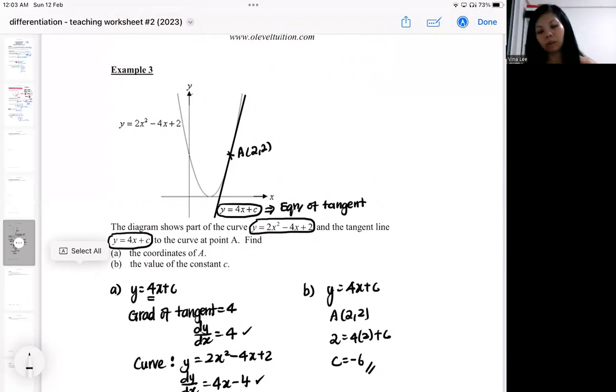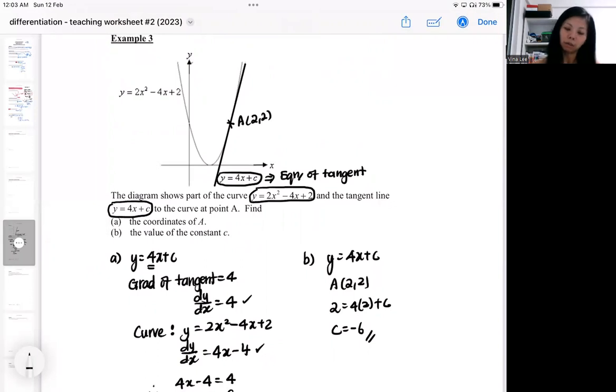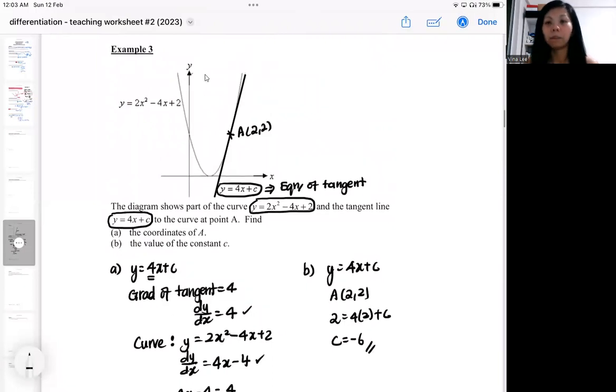So this is one of the things, if you don't get into your head that dy dx is representing the gradient of tangent, gradient of curve, or gradient of graph, whichever phrasing they use, you will find that you can't make use of dy dx. Okay, so there are more examples to show you. These are the quite basic ones.